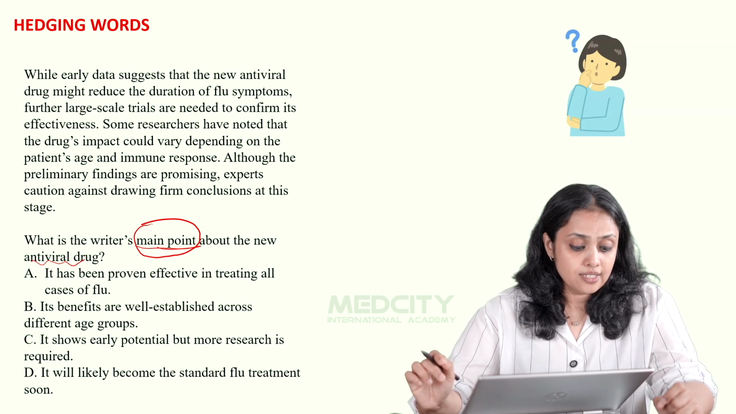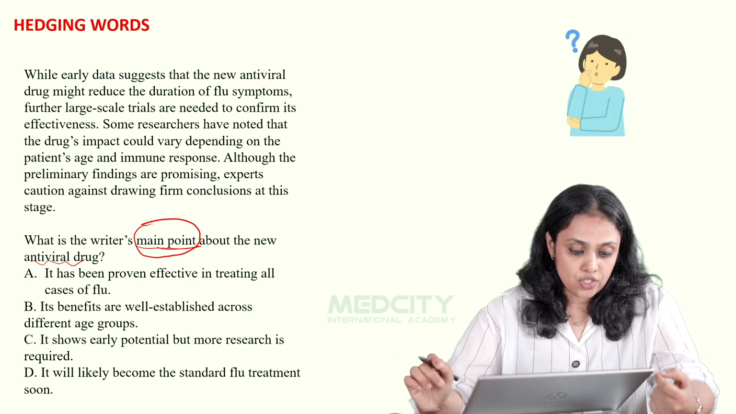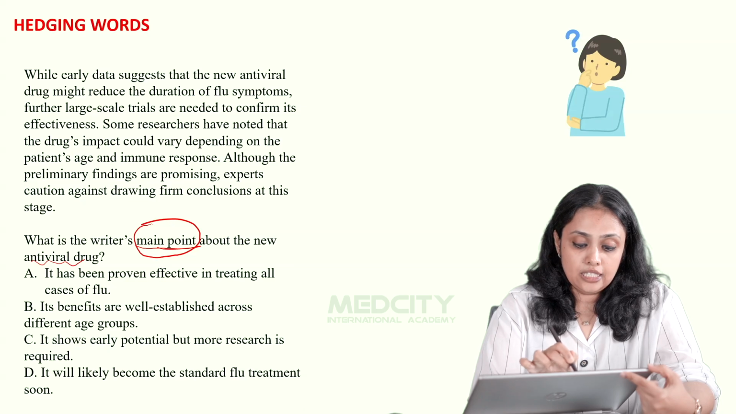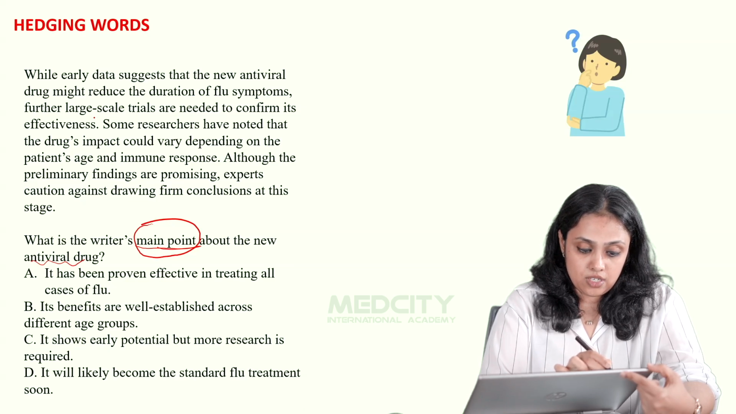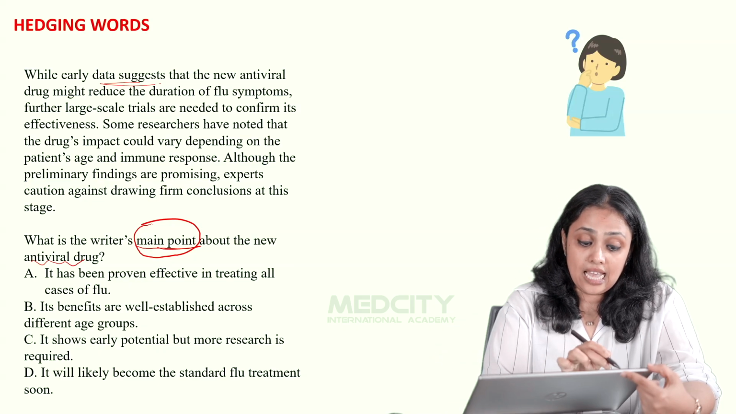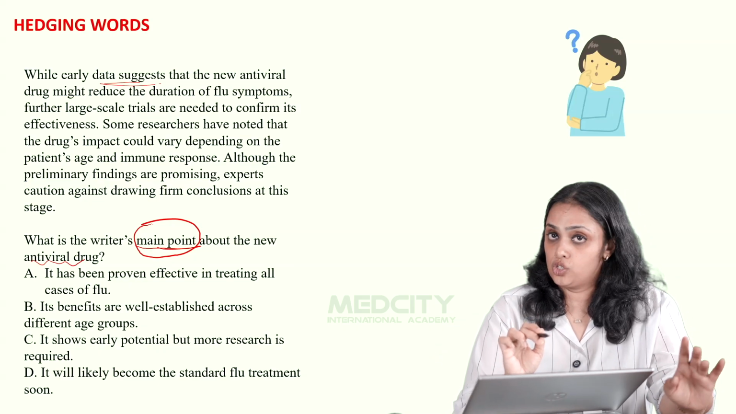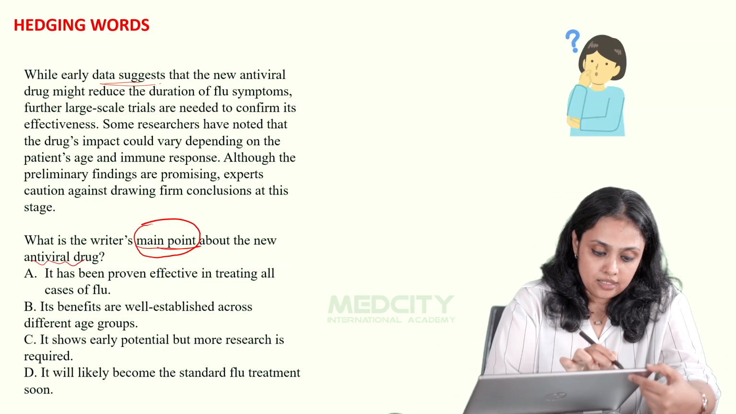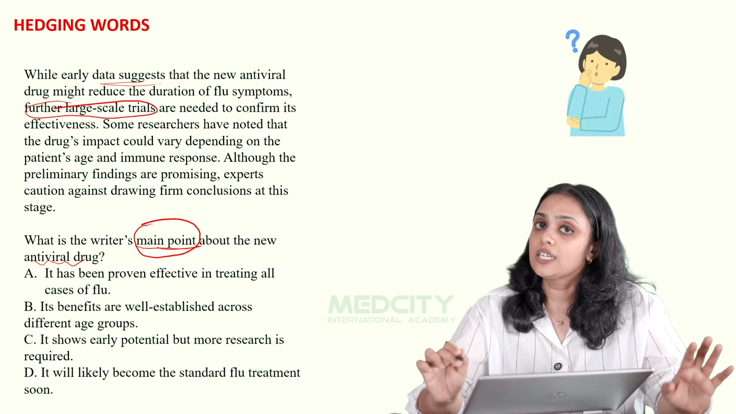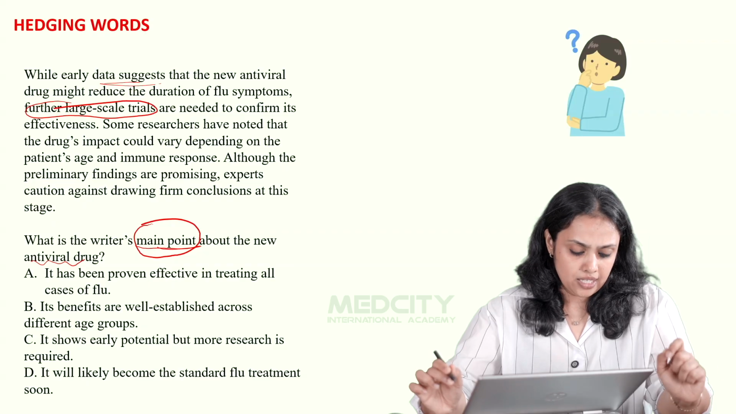Let's look at the extract. While early data suggests that the new antiviral drug might reduce the duration of flu symptoms, further large-scale trials are needed to confirm its effectiveness. So even though the early data gives an indication that the antiviral drug may reduce the duration of flu symptoms, actually the writer says that further trials are needed to confirm the effectiveness of the antiviral drug.